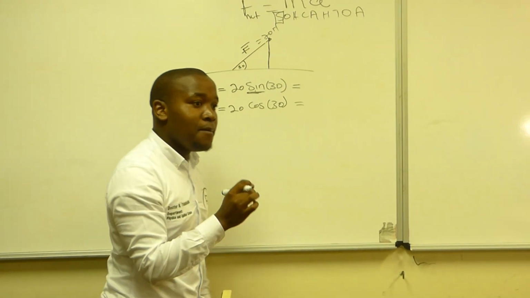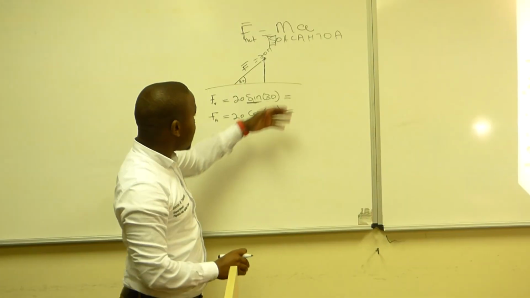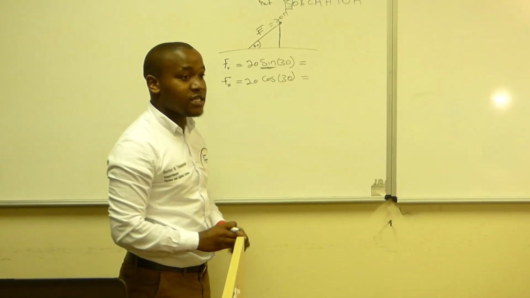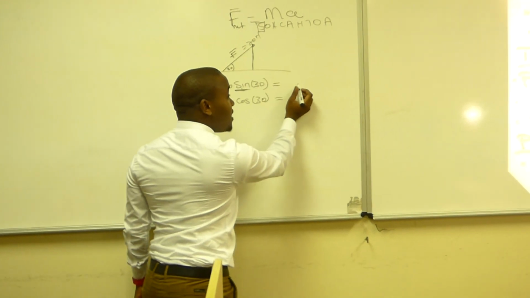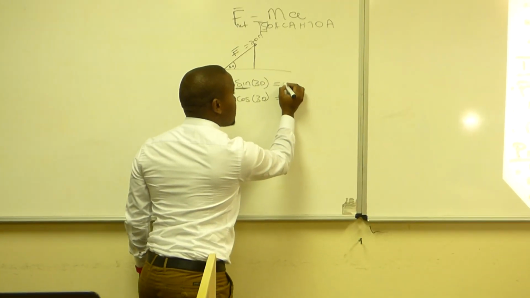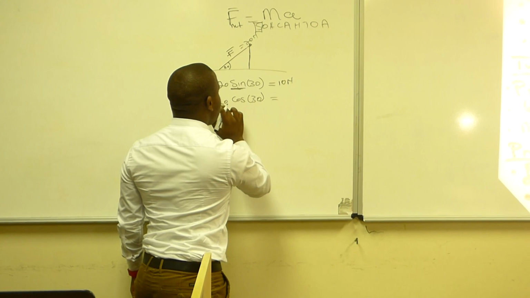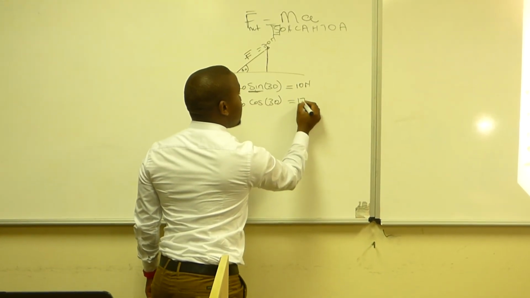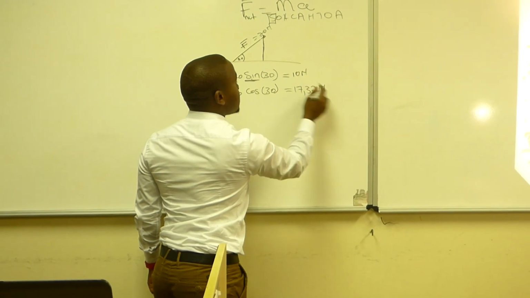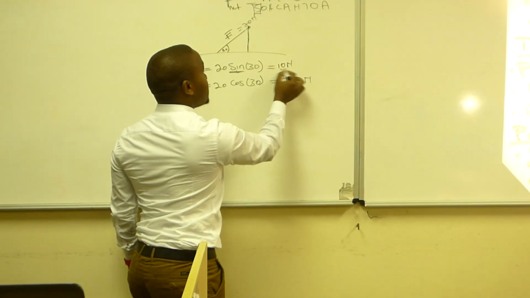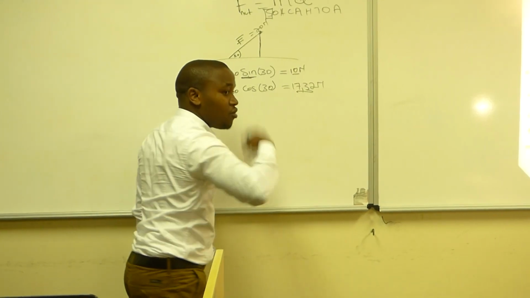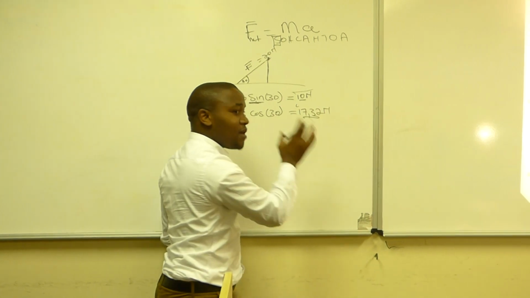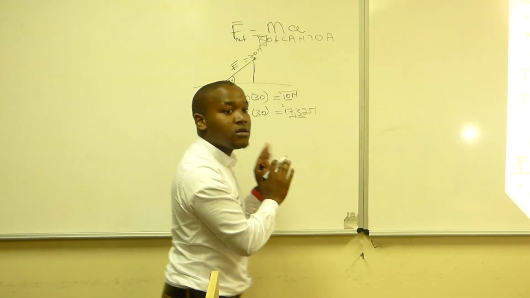According to Pythagoras theorem, the answers that we get here must be lesser than that side. What's the answer for the vertical component? 10 newtons. What's the answer for the horizontal component? 17.32 newtons. It makes sense. Right? We can see this is lesser than 20, this is lesser than 20. It obeys Pythagoras theorem. It means we're okay. Please note, force is a vector, but I'm only interested in the magnitude here.